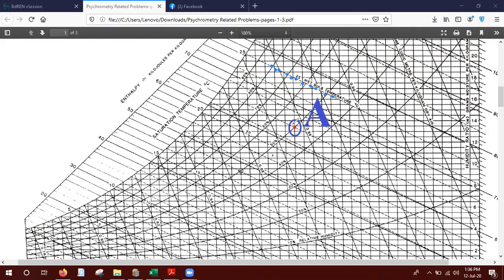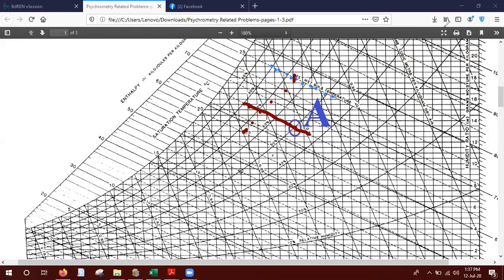If you see, the point A is exactly on this dotted line. If I draw the line along this dotted line, our exact point is situated on it. If I want to count, this is 20, this is 25, and every step is 1 degree Celsius. This is 20, this is 21, 22, 23, 24, 25. You can see our point lies on the line of, sorry, not 20, it is the 22 degrees Celsius wet bulb temperature line. So basically for point A, the wet bulb temperature will be 22 degrees Celsius.